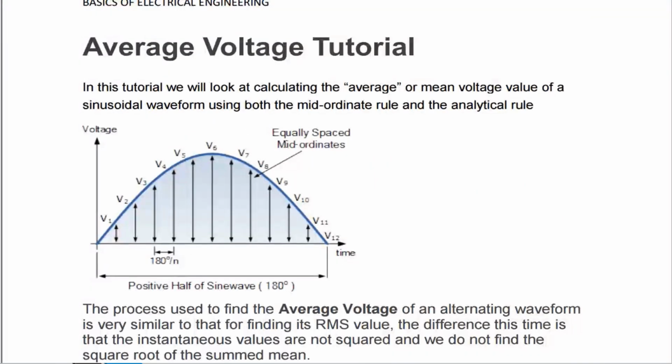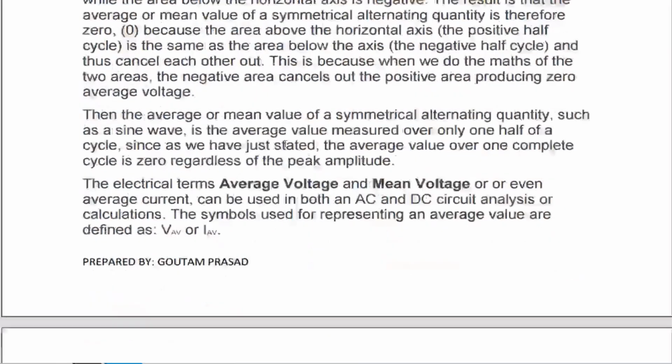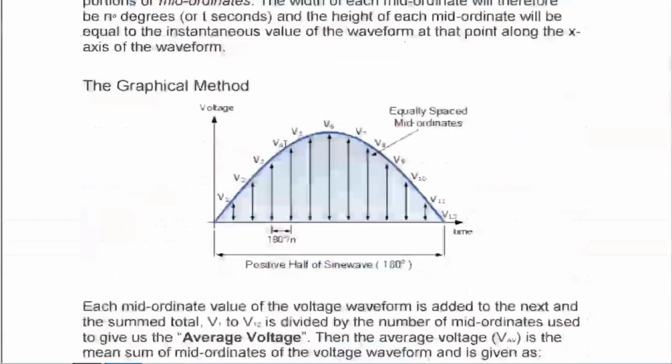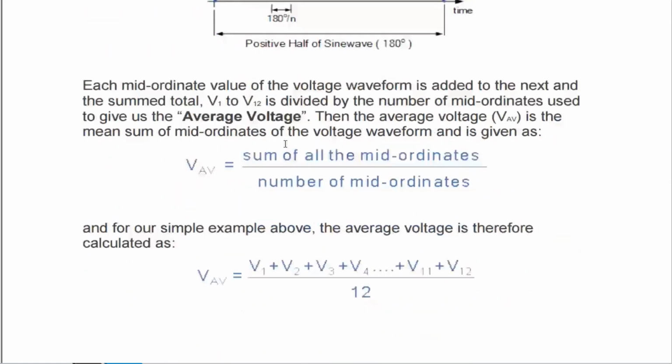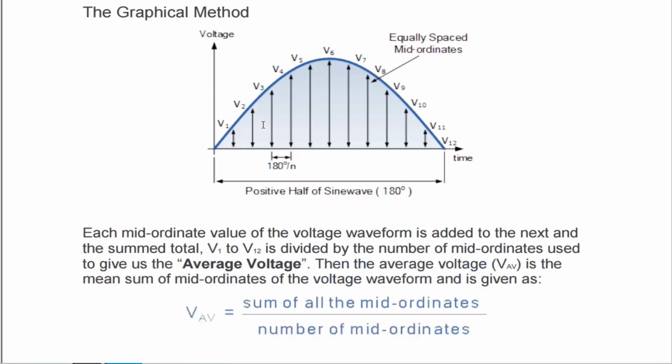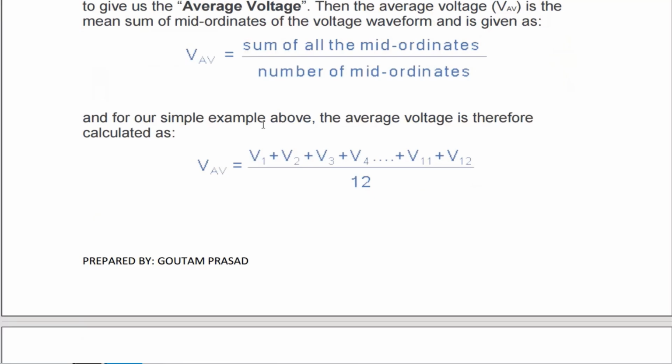Now let us talk more about average voltage. In a similar fashion to how you squared and summed up everything, here you don't have to square. In fact, you have to take all those values and sum them directly without squaring. So you sum the voltages V1, V2, V3 up to V12 and then divide it by the number of divisions, the number of samples taken. The number of samples is 12.